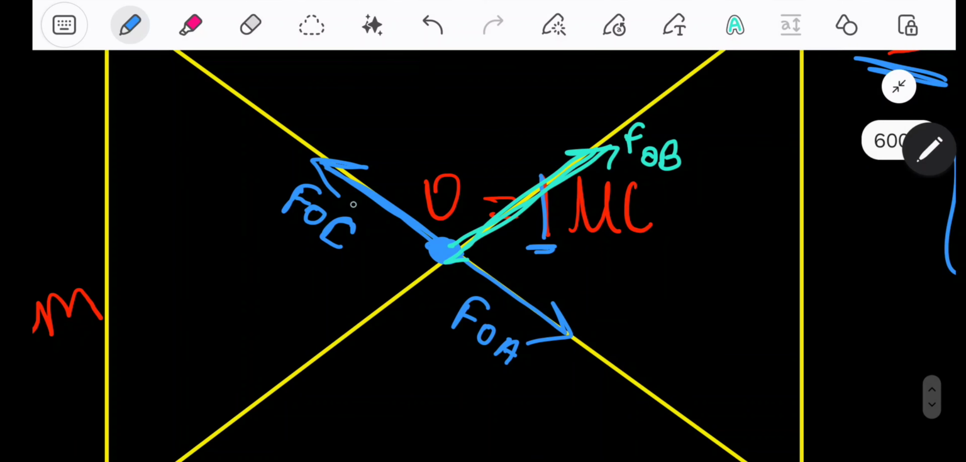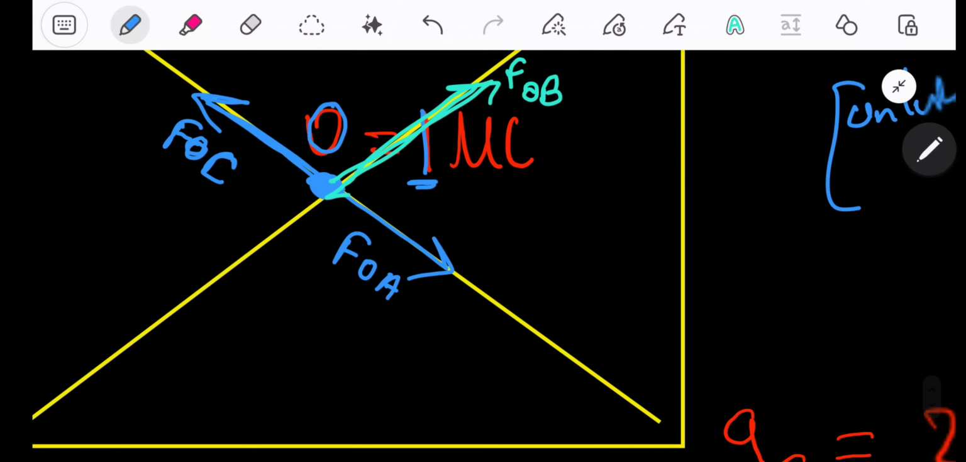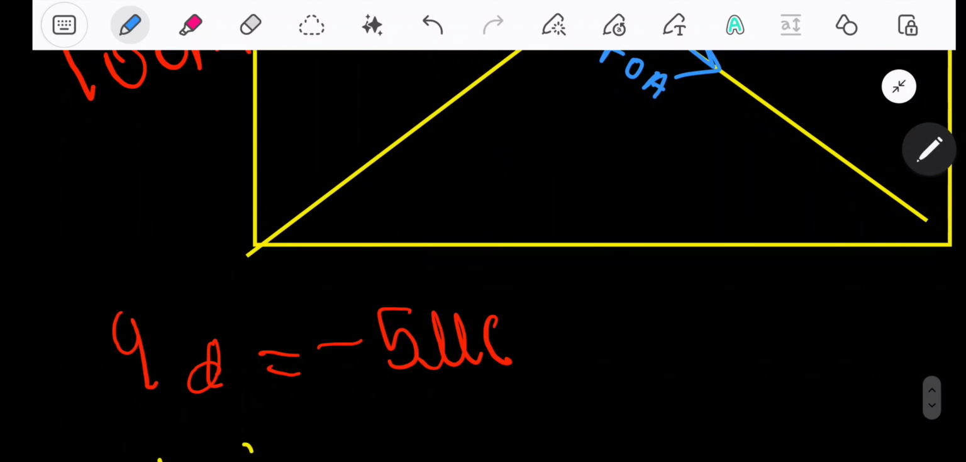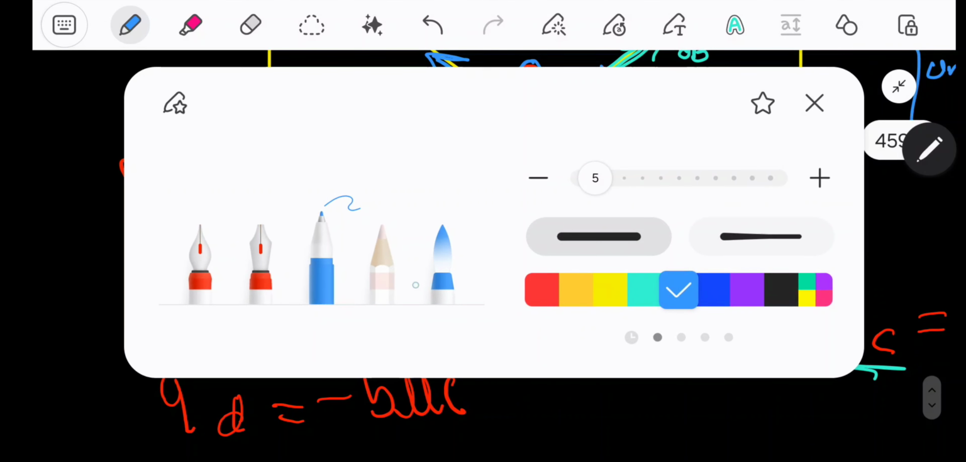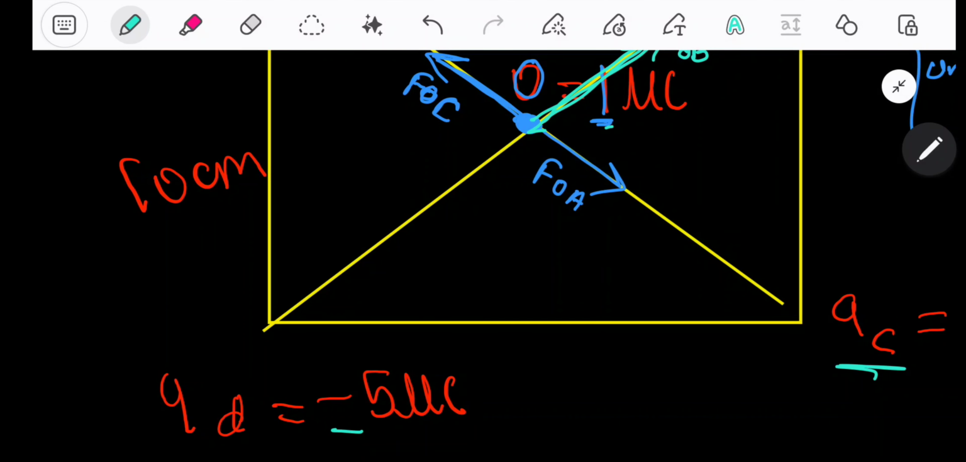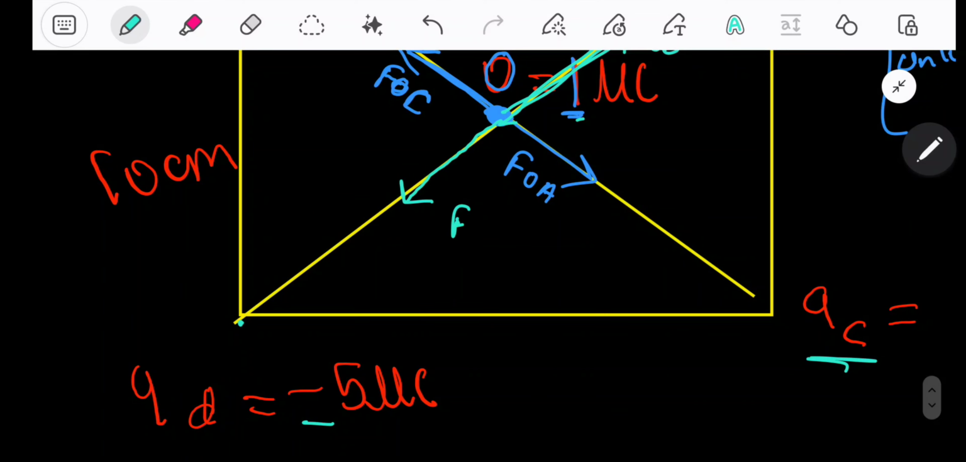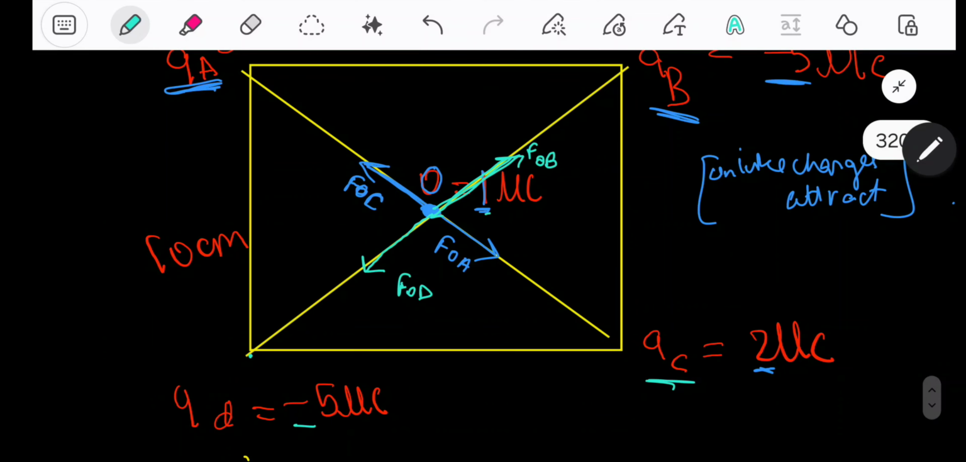So how do you write it? Force on O. We're finding out O. So force on O due to which charge? C charge. Next we move on to D. You can see D, that this is minus and this is plus. So you probably have gotten an idea that it is unlike charges, and unlike charges will attract. That means it will go towards D. That is force on O due to D. Alright, so this is how you mark the directions.